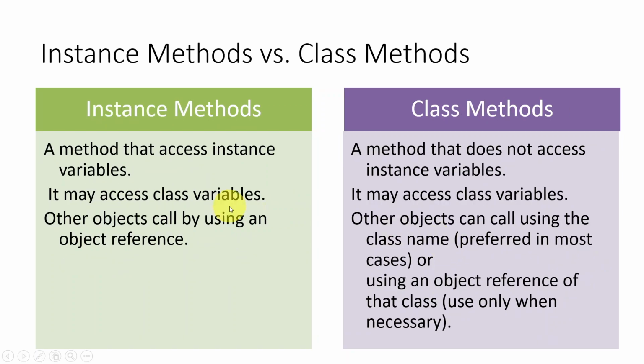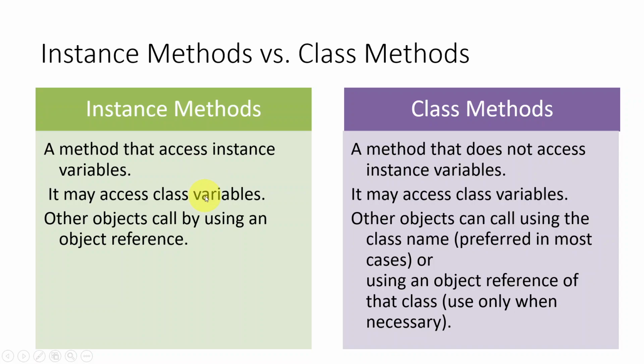So then we have the instance methods and class methods. If a particular behavior refers to any of the instance variables, we consider it as an instance method. The instance methods can access class variables as well.